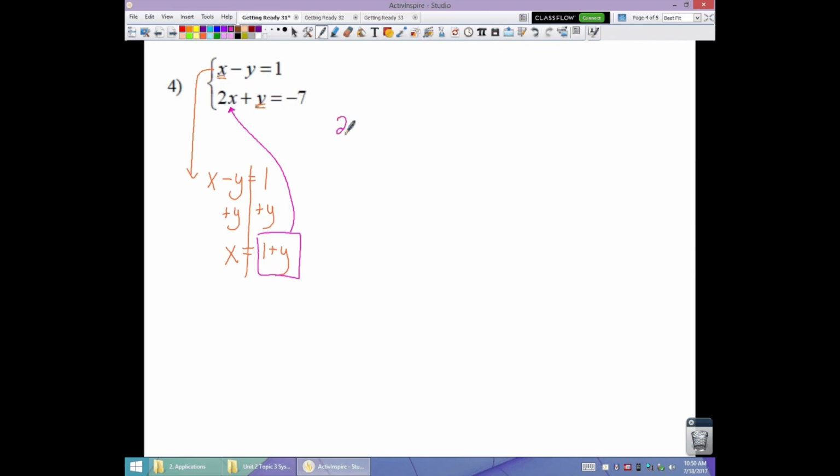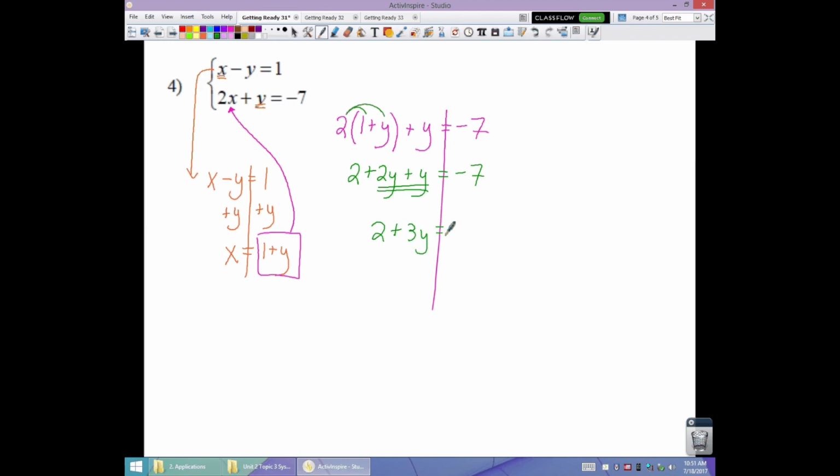So that results in 2 times 1 plus y plus the y that was already sitting there equals negative 7. Okay, we distribute first. 2 times 1 is 2. 2 times y is 2y. Bring down the y that was sitting alone equals negative 7. Like terms here, 2y plus y is 3y. So 2 plus 3y equals negative 7.